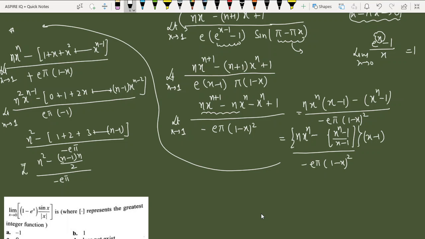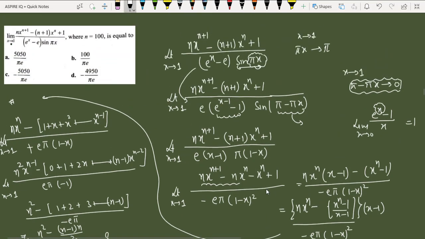Okay, so this is the answer. If the value is given, n equal to 100, you can directly put n equal to 100 here and you will get the answer. I am just leaving it here, you can solve it further. It is not an easy question, so take full consideration of my lecture so that you will understand it very easily. Okay, let's come to the next part.